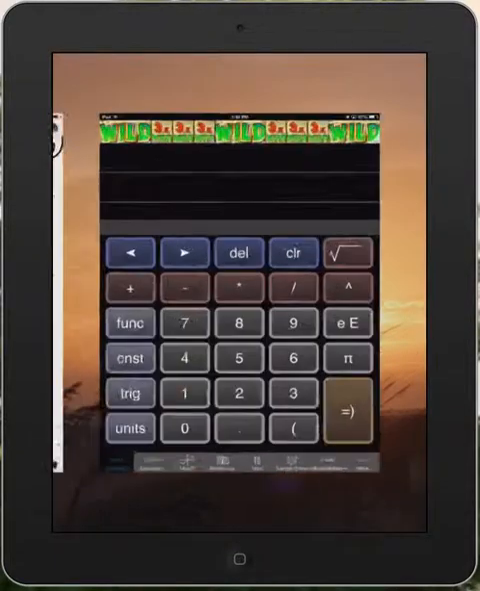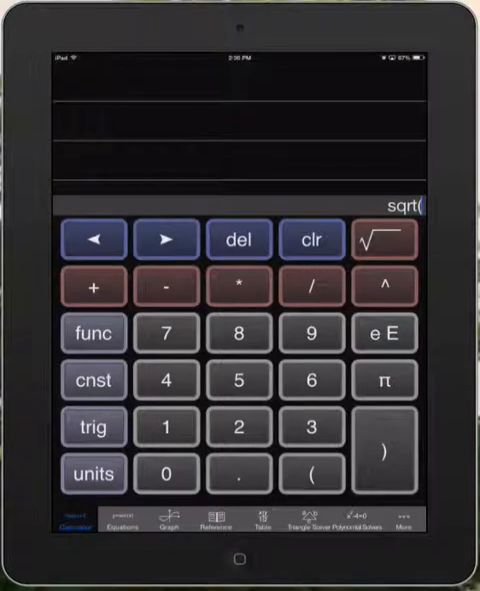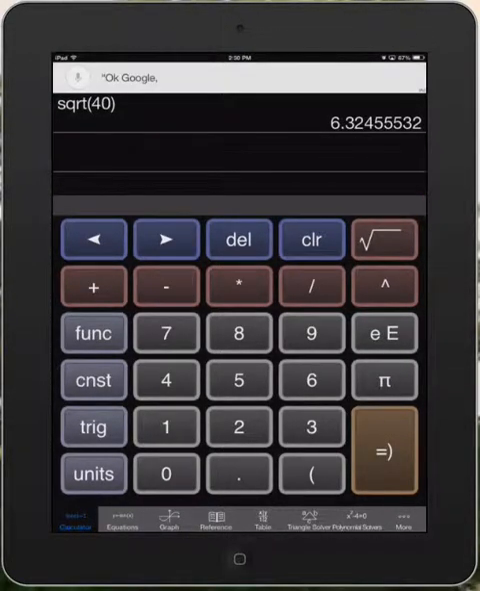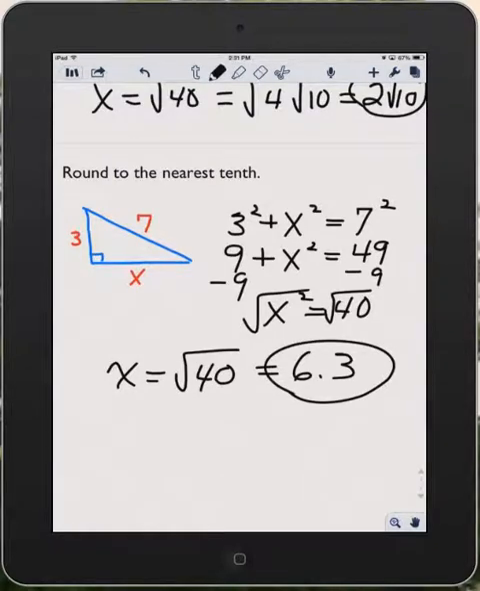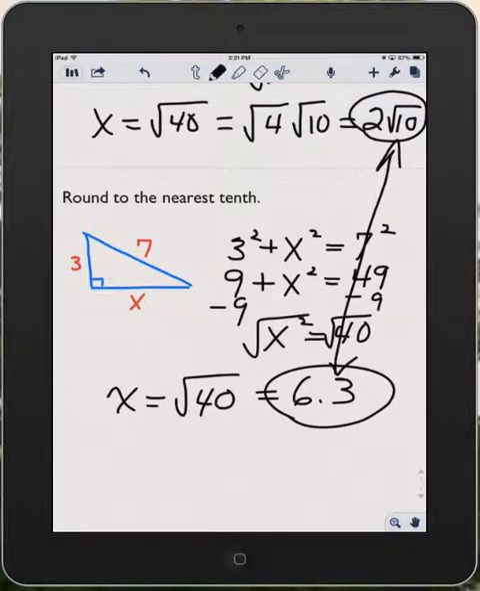So opening up the calculator, we have the square root of 40 equals approximately 6.3, rounded off to the nearest tenth, that is. So we get 6.3. So the same answer, okay, it can be expressed two different ways depending on the directions. To the nearest tenth, 6.3, in simplified form, 2 times square root of 10.